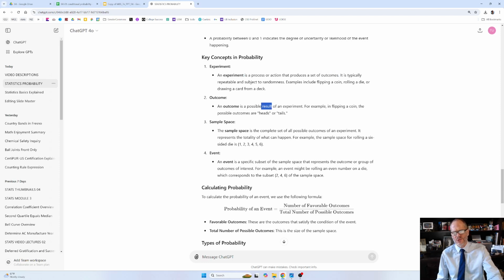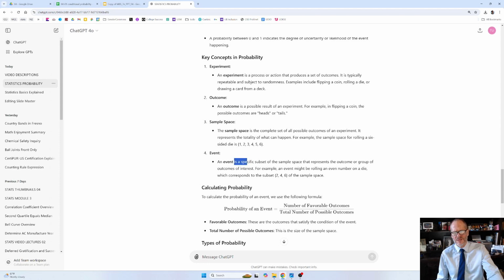So an outcome is a possible result of an experiment. For example, flipping a coin, the possible outcome is heads or tails. The sample space is all possible outcomes of an experiment. So if we're rolling a die, the sample space is that we're going to get one of these. If we're flipping a coin, the sample space is heads or tails. So the outcome is the result of the experiment, but the sample space is all of the possible outcomes, which could be realized every time we run an experiment. Every time we run an experiment, we're going to get one outcome from the sample space of all possible outcomes. So that's the terminology.